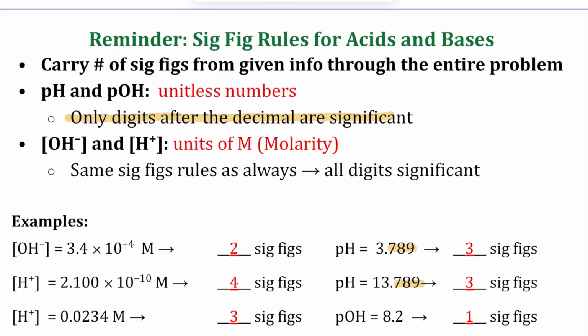Again, that scale goes from having only 1 digit before the decimal to 2, but we want to show that those are still significant. Something like pOH, with 1 digit after the decimal, would have 1 sig fig.